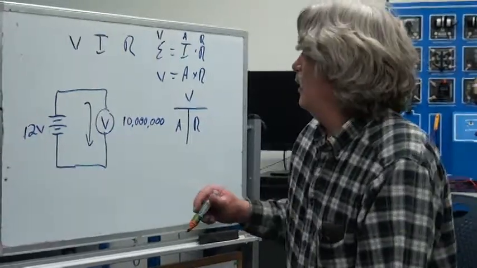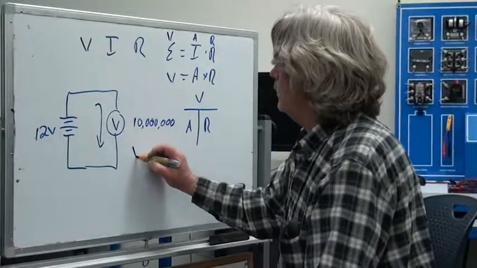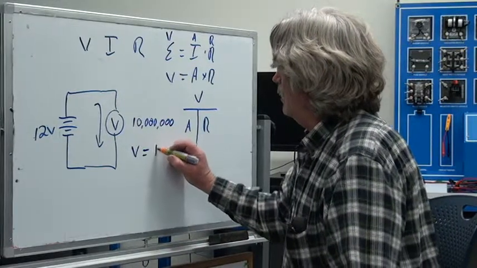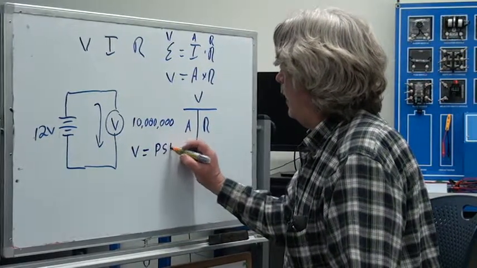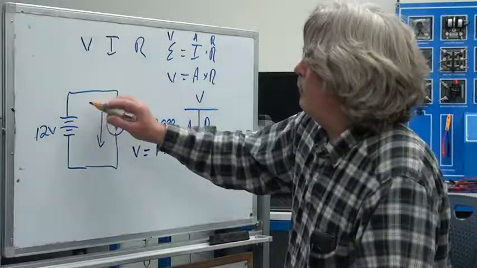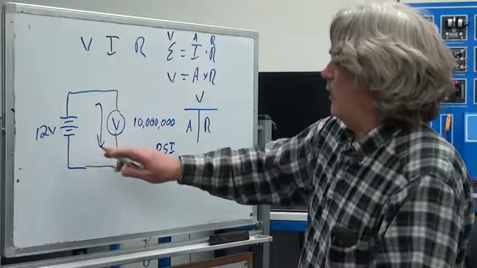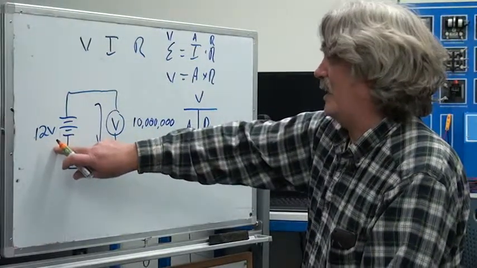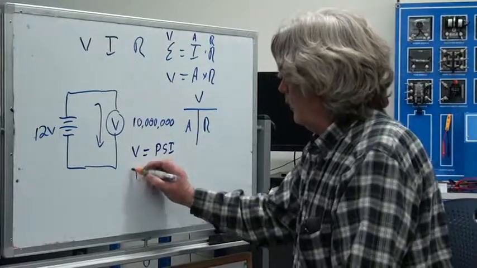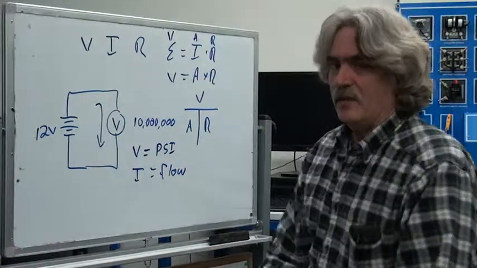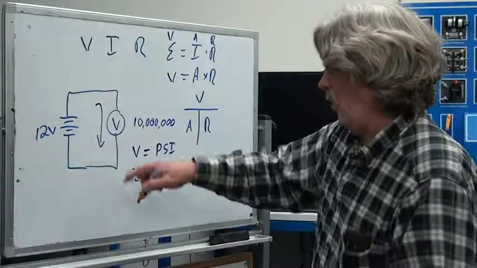Remember, voltage, if you were to use a hydraulic analogy, is the same thing as PSI. It's pounds per square inch. It's the amount of pressure that's being pushed on the electrons as they go through the circuit. And so if I have 12 volts here, that's not a lot of pressure. Current is equal to the flow rate. How many electrons are actually flowing through the wire?